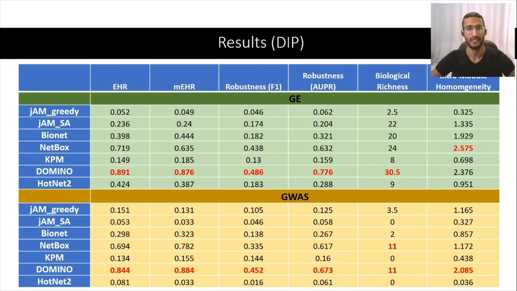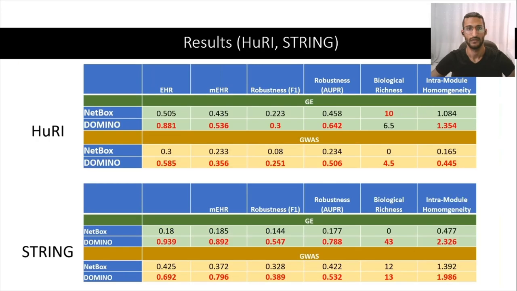Here we can see a summary of the results. As you can see, for most criteria, Domino dominates on both gene expression and GWAS datasets. In the auxiliary benchmark, we tested Domino and NetBox, another AMI algorithm that got good results, on larger networks, HuRI and STRING. Here, too, Domino got better results.